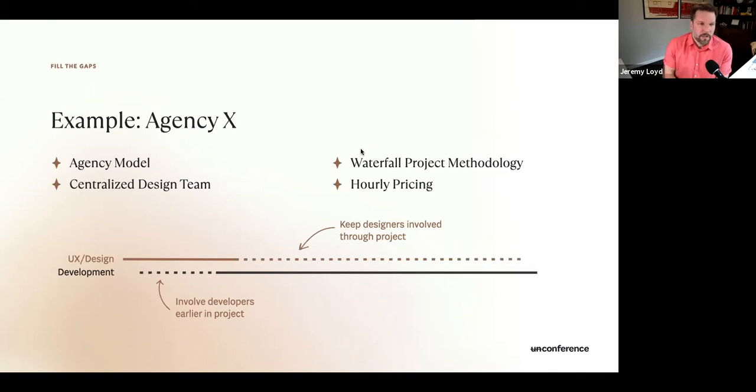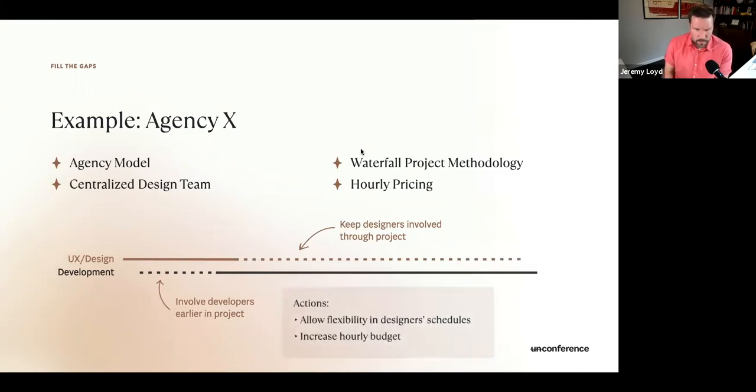So bringing development into some early conversations. Maybe they're not even writing any code at this point, but they're just getting context for the project, offering some feedback, some insight. And then same with design. As design tails off and you're finishing up the UX and design effort, you're staying involved periodically throughout the project and doing some check-ins, making sure things are on track.